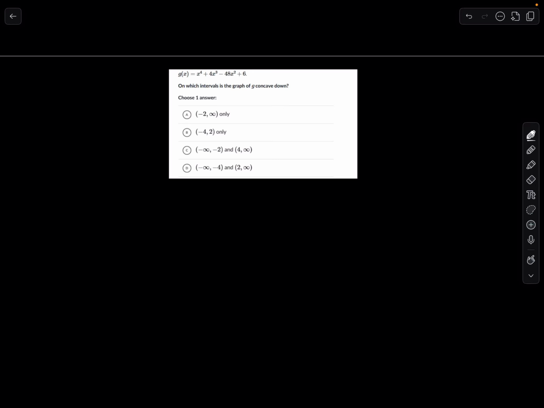So g of x is that polynomial. We have a polynomial, on which interval is the graph of g concave down? So let's first understand what they mean by concave down here.